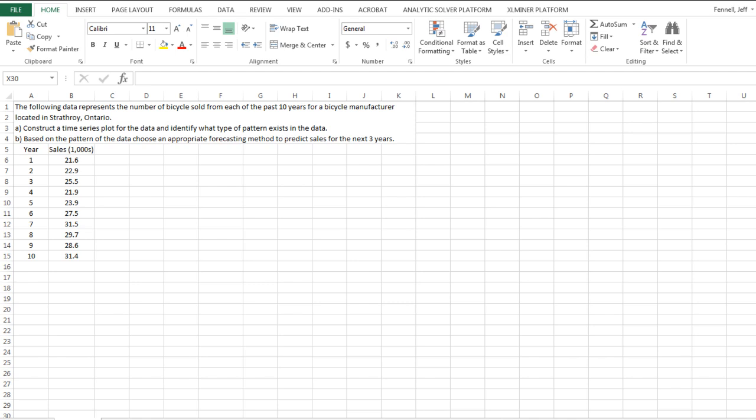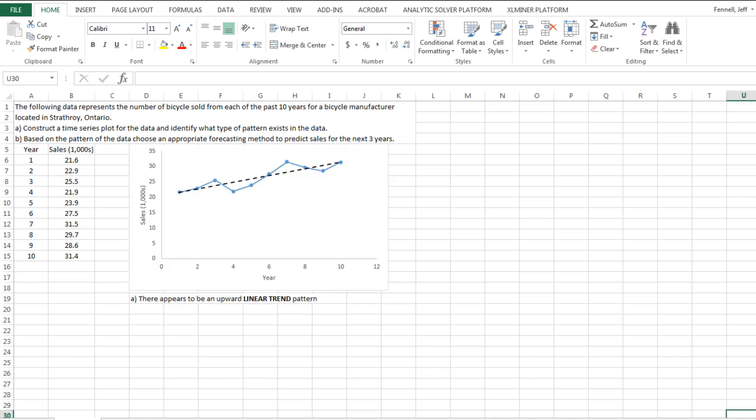So as we said, glancing over part A, if we do create a time series pattern, looking at the time series, there appears to be an upward linear trend pattern in the data. And because our sales are simply broken down year by year, we're not really given any secondary time period where we can look further into it and see if there's a seasonal trend as well. So in this case, we are simply going to forecast based on the fact that we have a linear trend pattern.